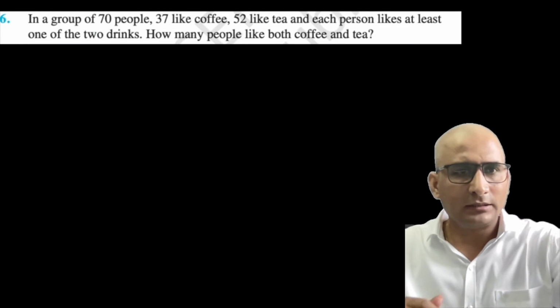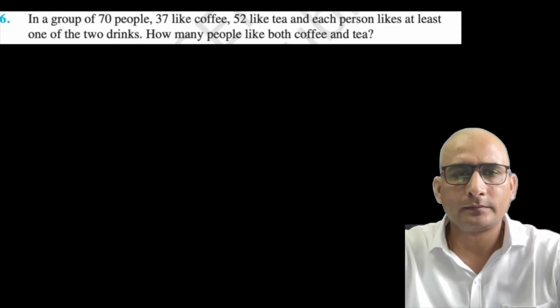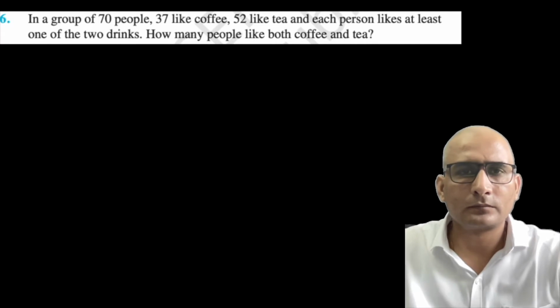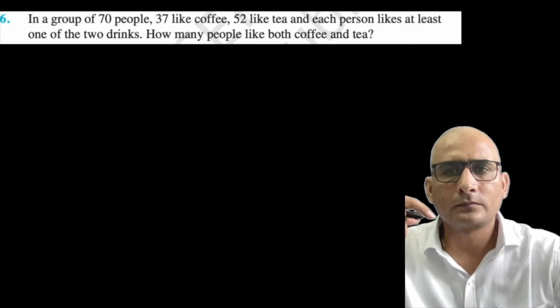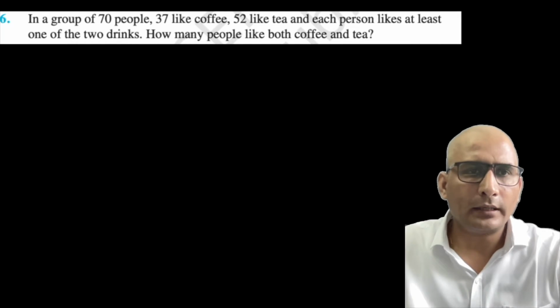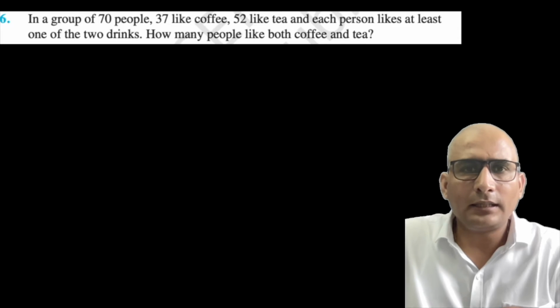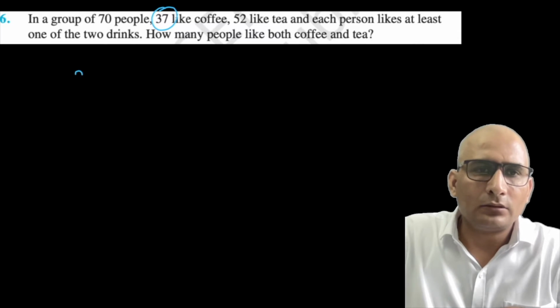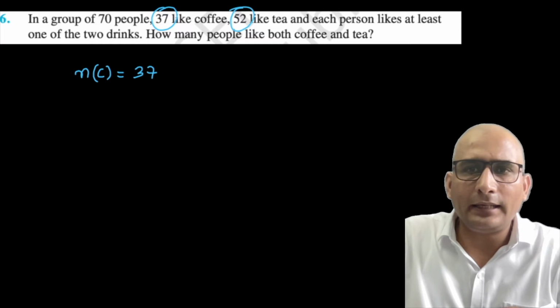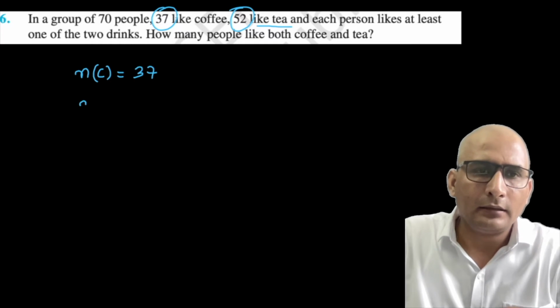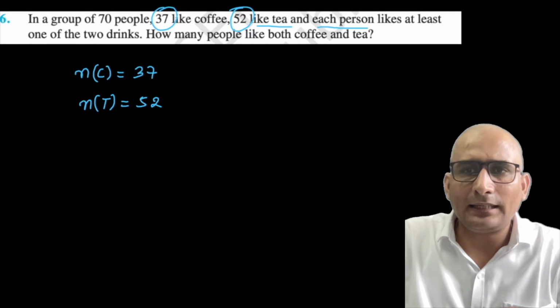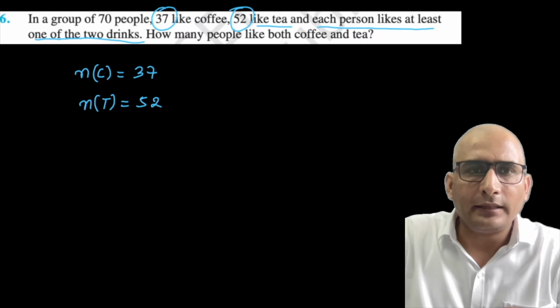Now look at this question number 6. In a group of 70 people, 37 like coffee, 52 like tea, and each person likes at least one of the two drinks. How many people like both coffee and tea? Okay, now let me explain this question here. What is given in the question is 37 like coffee. So let n(C) is equal to 37. 52 like tea, so n(T) is given 52. And each person likes at least one of the two drinks in a group of 70.